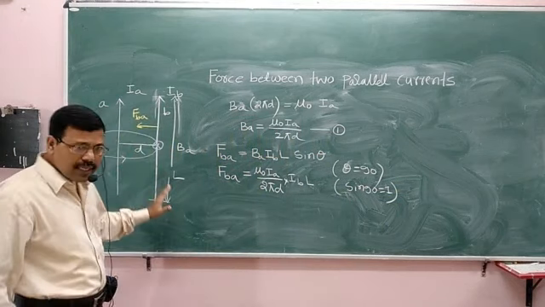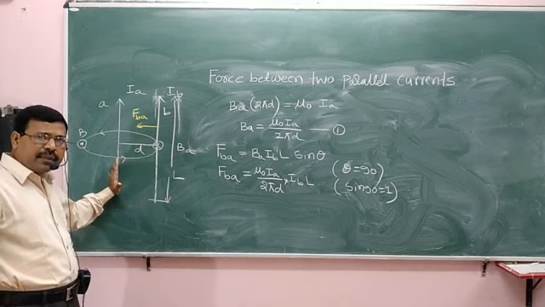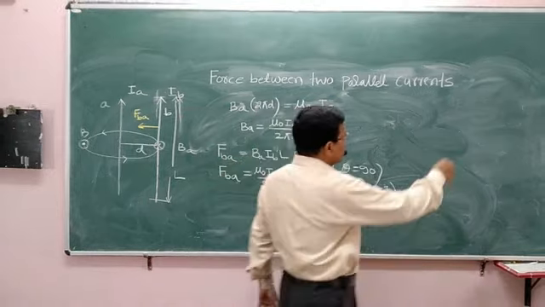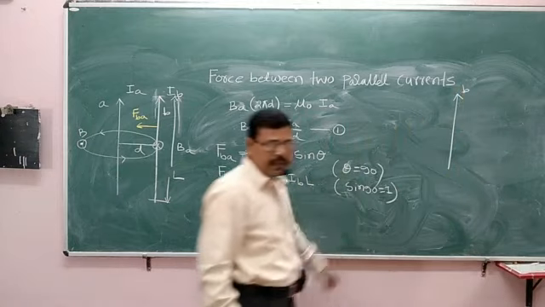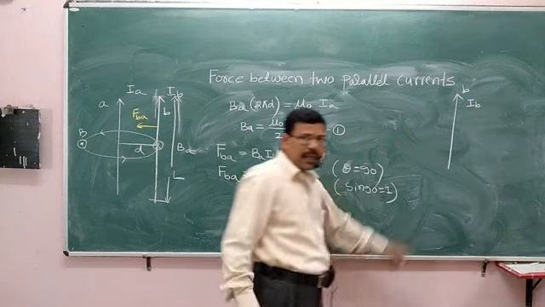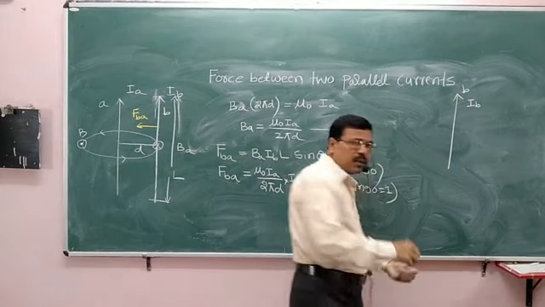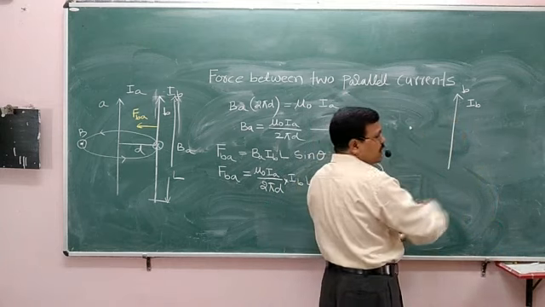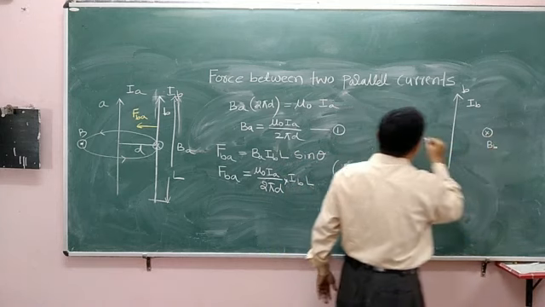Now, let us keep the conductor A in the magnetic field produced by the conductor B. Say for example, like this, we have the conductor B. The current passing through the conductor B is IB. According to the right hand thumb rule, the direction of the magnetic field at this point is coming out. At this point, it is getting in. Here it is coming out.